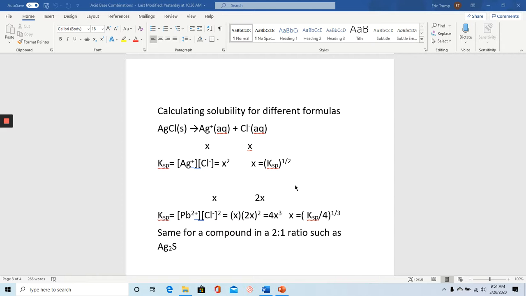Okay, depending on what kind of calculator you have, you may have a square root function. If not, you can raise the KSP to the 0.5 power.